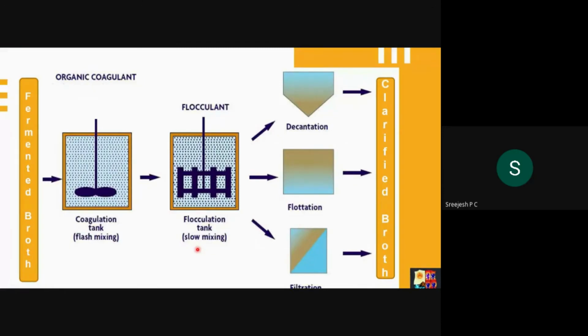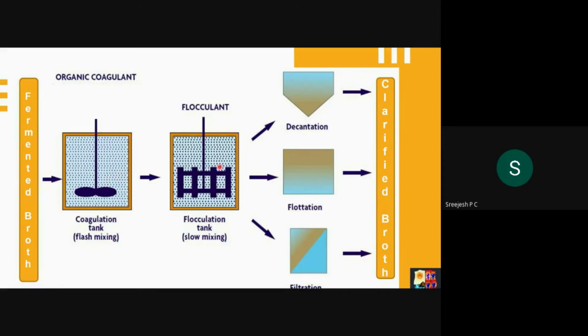So this is a schematic which is indicating the entire process of flocculation. As I mentioned, first we will be starting with your fermented broth. The fermented broth will be taken into a coagulation tank, where you'll be adding the coagulant and we are doing the flash mixing. What will happen here? The surface charges will be neutralized and the cells will be aggregating and the microflocs will be formed.